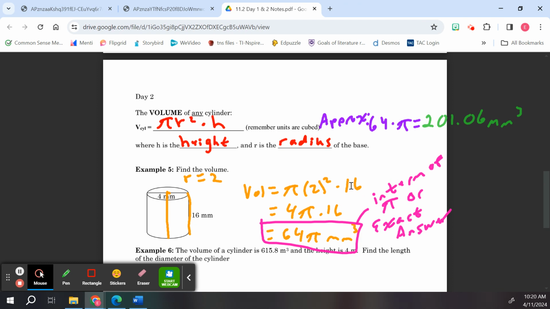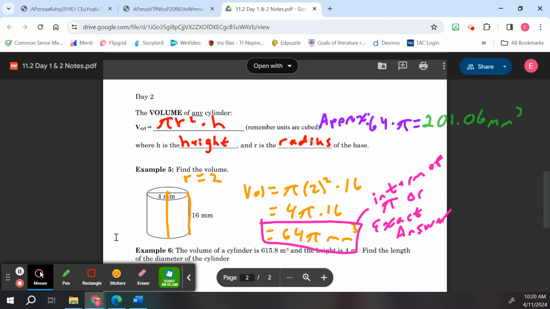Devin, you got your note sheet from yesterday? What? No? Do you need one? Let's see. I should have an extra somewhere on here. All right. All right, I got to erase.